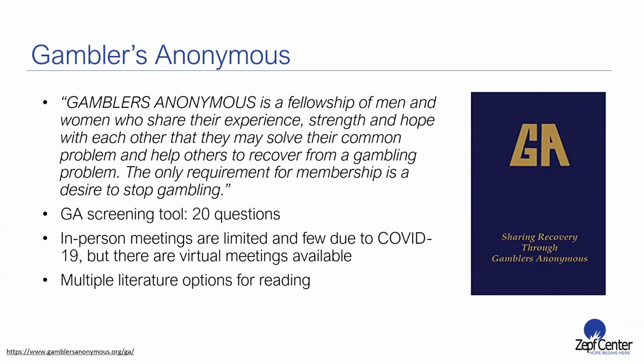And there are also several online support group options as well. If they feel uncomfortable going to an in-person meeting, or if they'd like to just try online first, there are options for them. And they also have a screening tool themselves called the GA 20 questions, which if you go to the link in the bottom left here, the Gamblers Anonymous website, you can see their 20 questions.